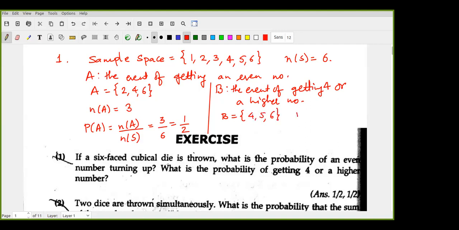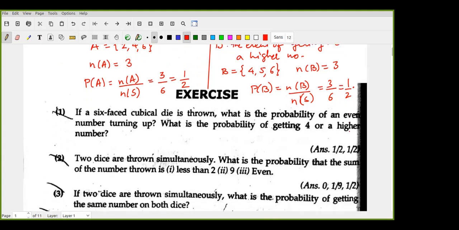So again, in this case also, n of B is 3. So again, our probability of B is going to be n of B upon n of S, that is 3 by 6, that is 1 by 2. Is this clear? Yes, sir. Ritu? Yes, sir. Okay.